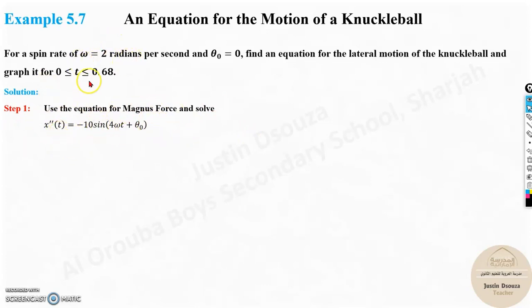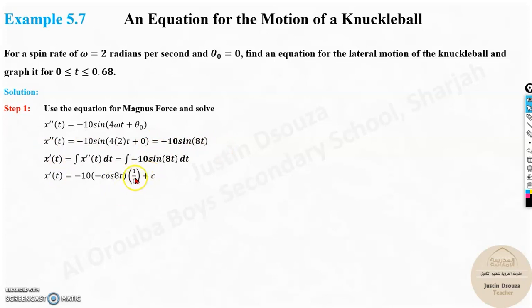Substitute all that is known. Here, minus 10 sine 4 omega, with omega as 2 substituted, and theta naught is 0. Now, this will be equivalent to minus 10 sine 8t. Now, we need to find the velocity, that is, integrate this. What happens when you integrate it?